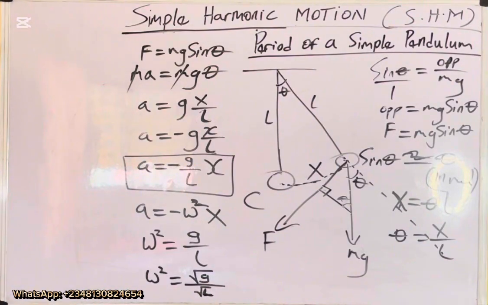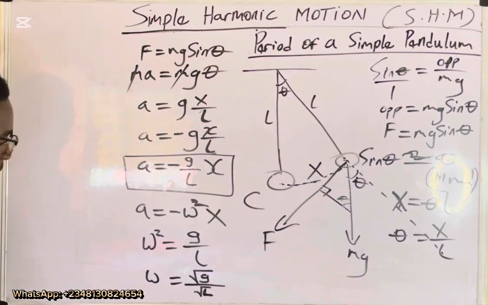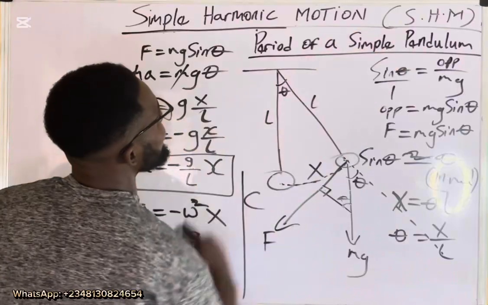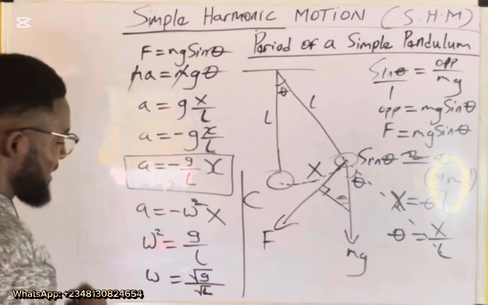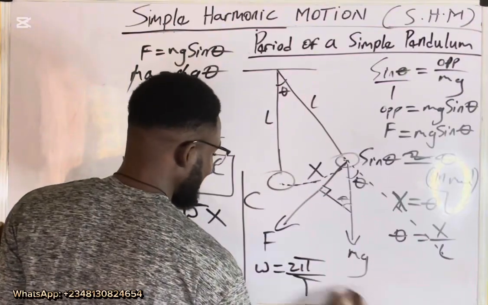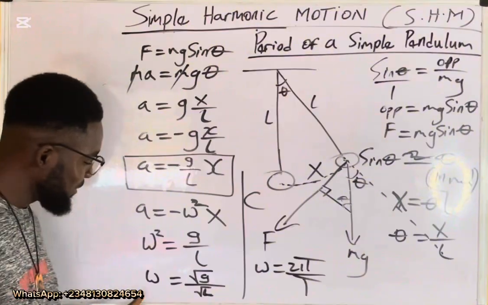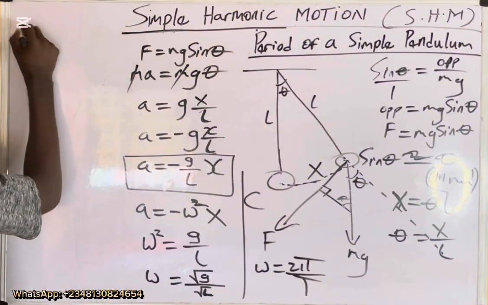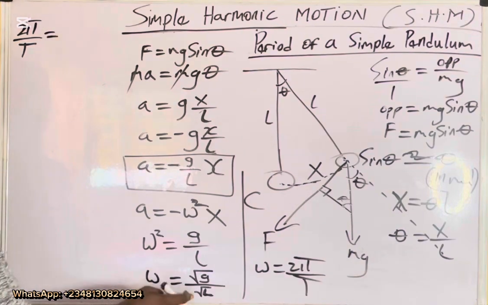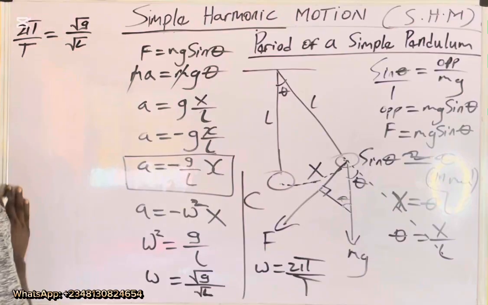Therefore, what is omega? Know that we are looking for the period of a simple pendulum. Now, omega is equal to 2 pi over period. Since omega is equal to 2 pi over period, we put it right here. So therefore, 2 pi over period, which is omega, is equal to square root of g over length.